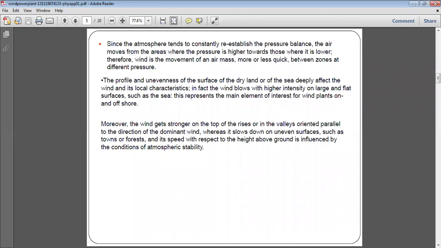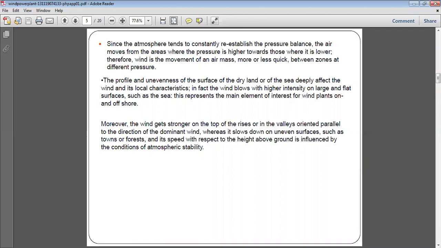Since the atmosphere constantly tends to re-establish the pressure balance, the air moves from the areas where pressure is higher towards the areas where pressure is lower. It is the principle of air pressure that air moves from higher pressure to lower pressure, because the atmosphere is constantly trying to create a balance. So air is moving from the zones of high pressure to the zones of lower pressure. Therefore, wind is the movement of air mass.